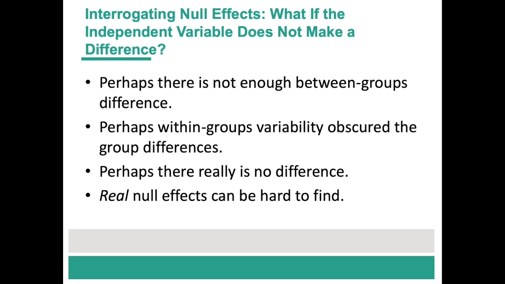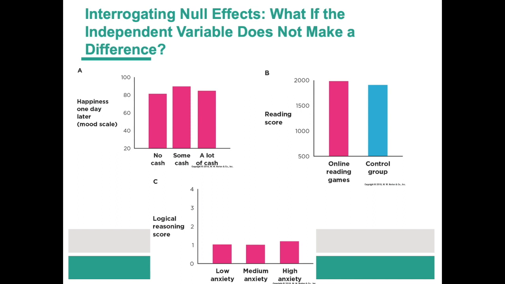Ultimately, real null effects can be hard to find because it could be any of these in any null situation. So here are 3 examples of null effects. First is happiness, given no cash, some cash, a lot of cash. What researchers may have been expecting is this would be low, this would be high, and this would be the highest. But they're not finding a whole lot of differences here.